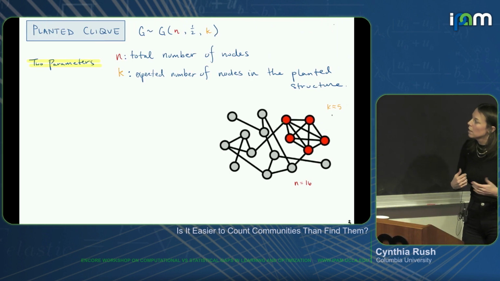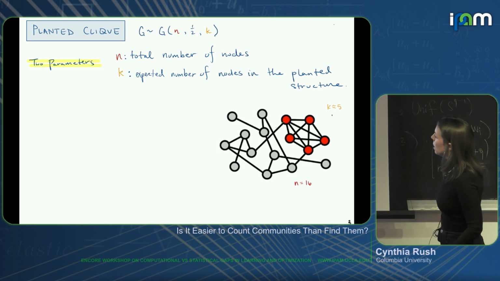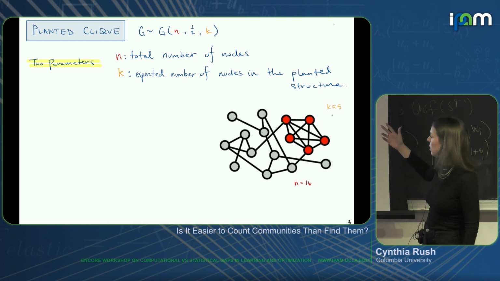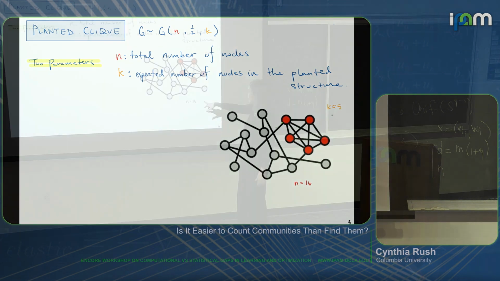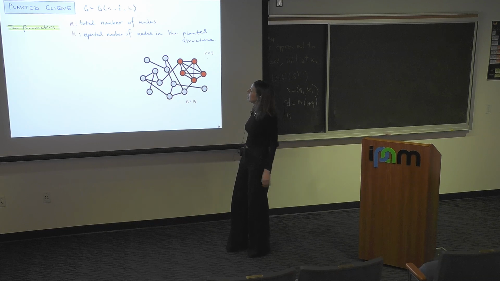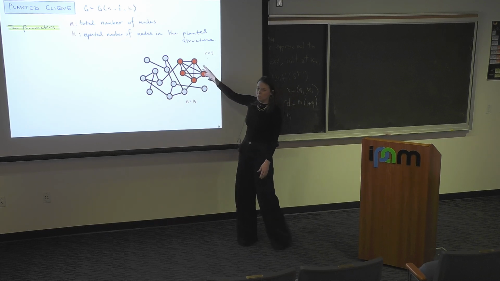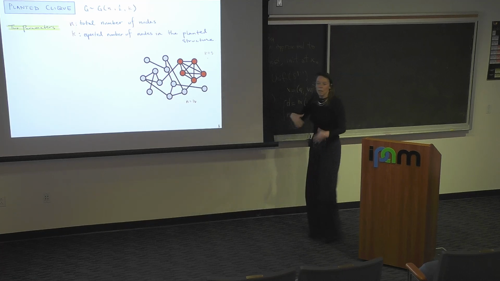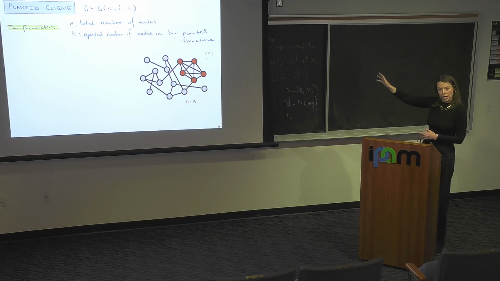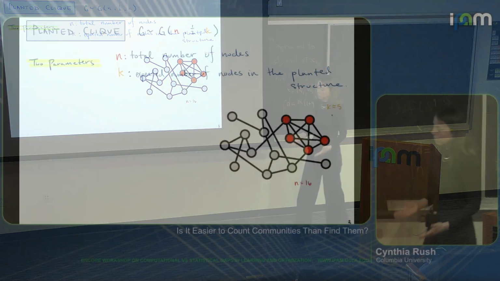Okay, so I wanted to start by talking about one of our classic problems, which is planted clique. The planted clique problem has the following form. There are two parameters. I have a total number of nodes n. In this graph, there are 16 nodes, so n is 16. And I have an expected number of nodes in the planted structure. Here, k is approximately 5. I'm randomly selecting nodes with probability k over n to be in the planted structure, so k is the expected number of nodes.